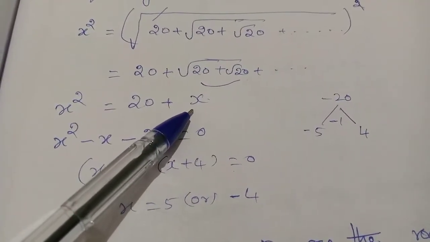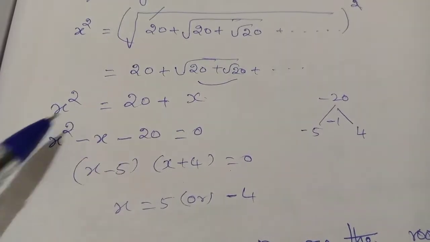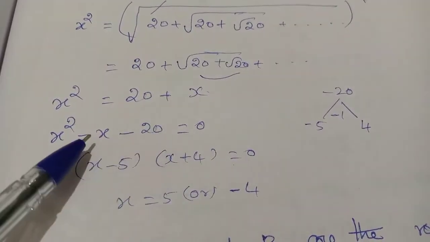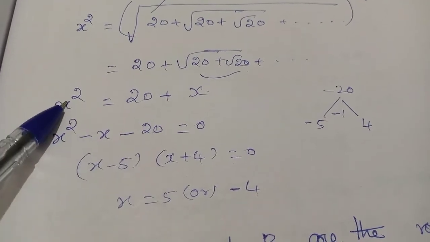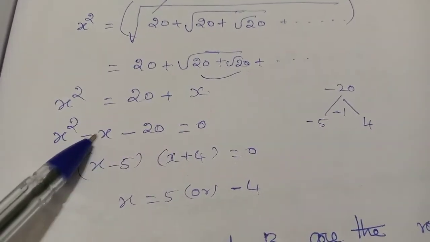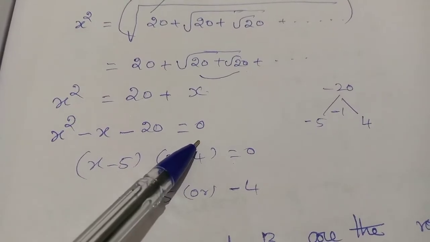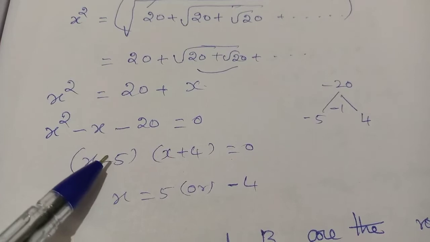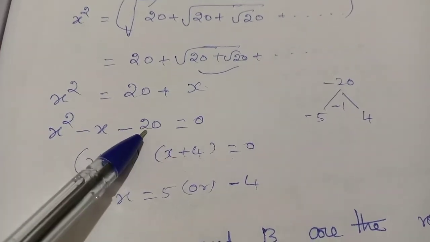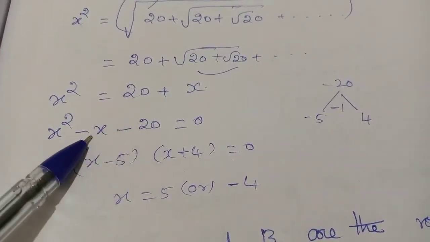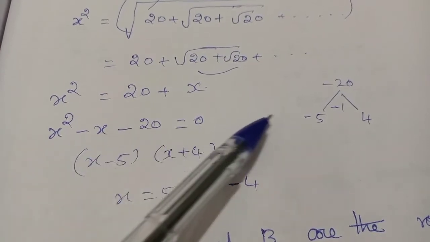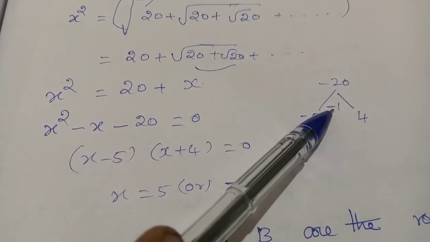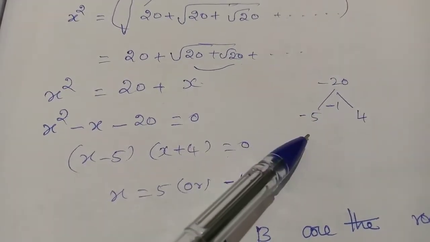Now let us write x square in order. Bring this plus x and this constant term to the LHS. So it becomes x square minus x minus 20 equal to 0. Now it becomes a quadratic equation, isn't it? So it can be factorized. The product is minus 20 and the sum is minus 1. So what are the factors? When we multiply, we should get minus 20. When we add, we should get minus 1. Guess the numbers.